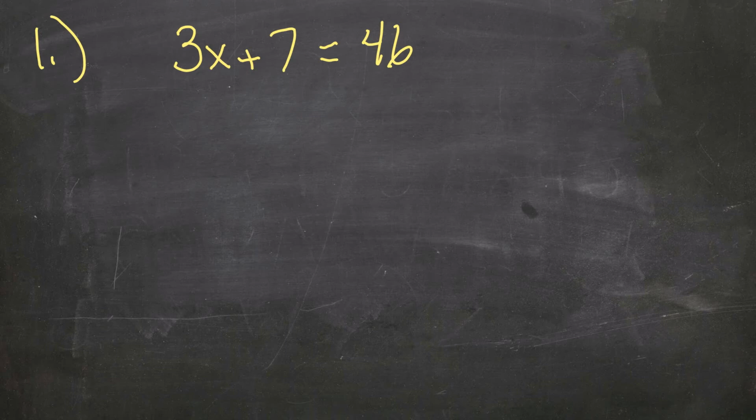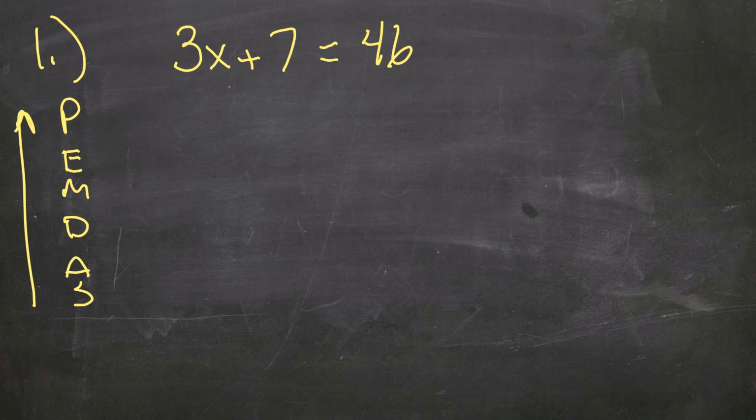Alright, number one, we have 3x plus 7 equals 46. Now, if all else fails, the first thing I do is I write PEMDAS. And I put that little up arrow, it's just me saying, hey, I gotta solve. And I look for any subtraction, I don't see any, so I cross it off. I see addition. Right there is the addition. Alright?